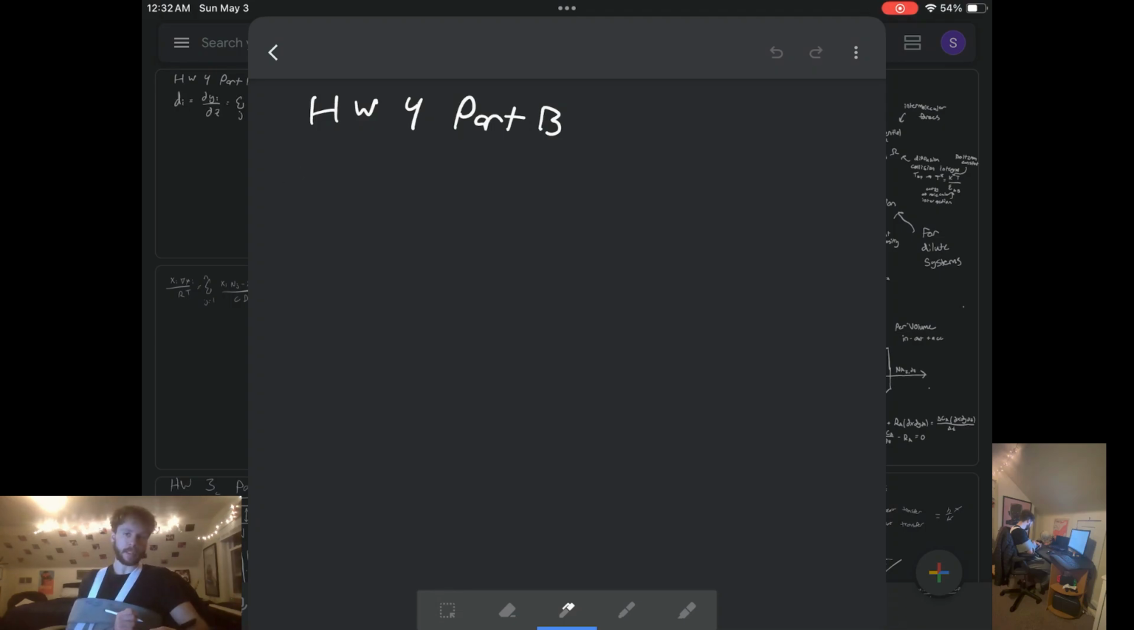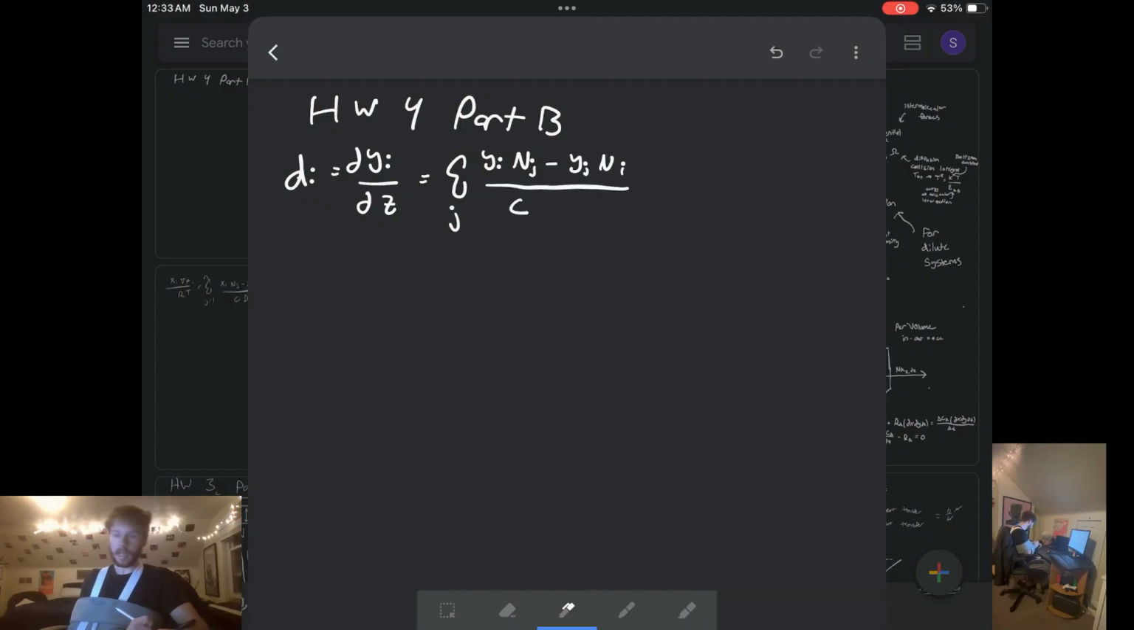So to start, we can model our Stefan-Maxwell equation by saying that our driving force, the change in vapor component i divided by the change in position, is equal to the summation over j of our vapor component y_i times our total flux N_j minus our vapor component y_j times our total flux N_i, divided by our concentration times our Stefan-Maxwell diffusion coefficient.